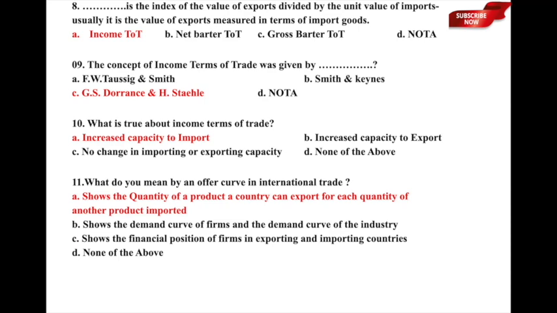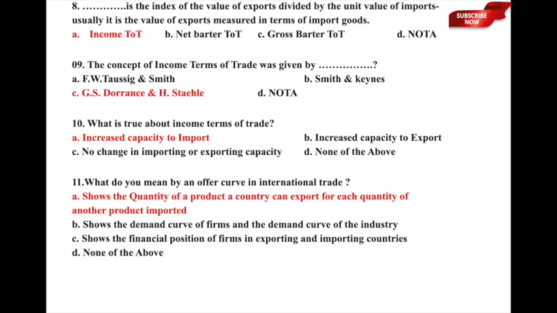Let us now move to the next one. What do you mean by an offer curve in international trade? An offer curve, and the underlying options are A, it shows the quantity of a product a country can export for each quantity of another product imported. Second, it shows the demand curve of firms and the demand curve of the industry. Third option is shows the financial position of firms in exporting and importing countries, and last is none of the above.